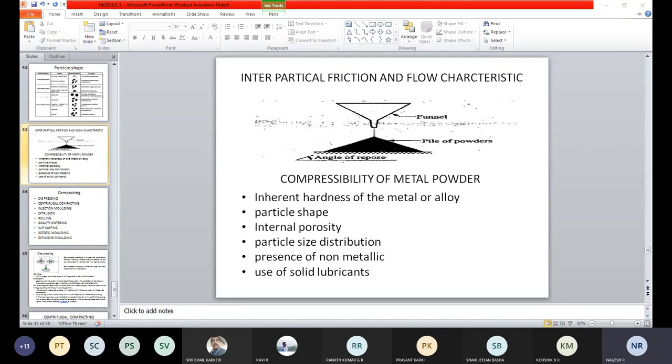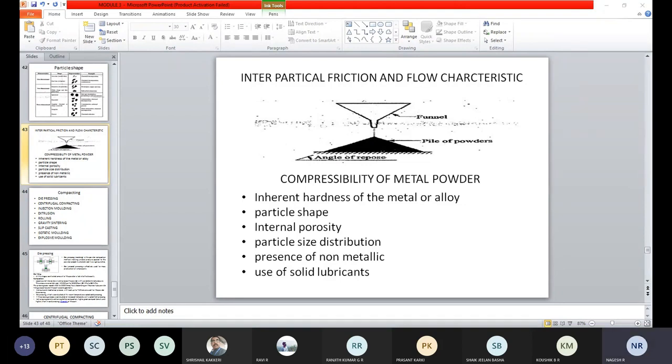Okay, so in order to get the compressibility of the powder, what are the factors influencing it in powder metallurgy? First, inherent hardness of the metal or alloy. Second, particle size, internal porosity, particle size distribution, presence of non-metallic inclusions, and use of solid lubricants. These are some of the factors influencing it. Let me take the first one, inherent hardness of the metal or alloy.